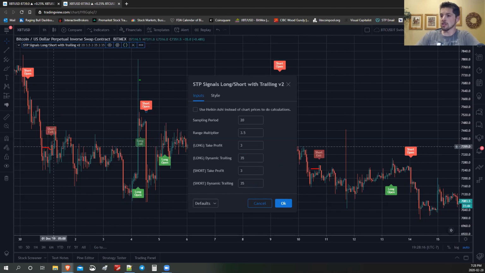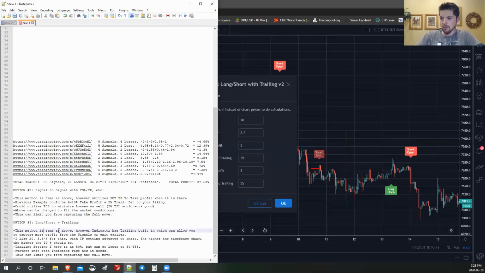Right? So obviously this guy here, we got out here versus up to there. The higher trailing lets you obviously trail more, right? So maybe 35 is good or 50 is good. It's kind of up to the end user to use. So with getting into that, the method is the same as the above.